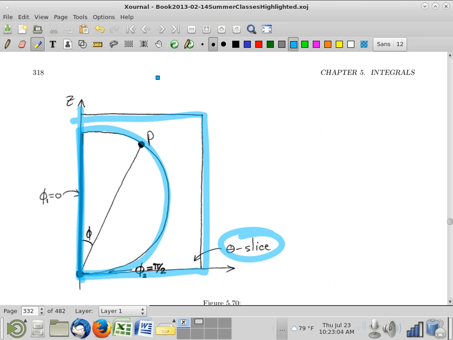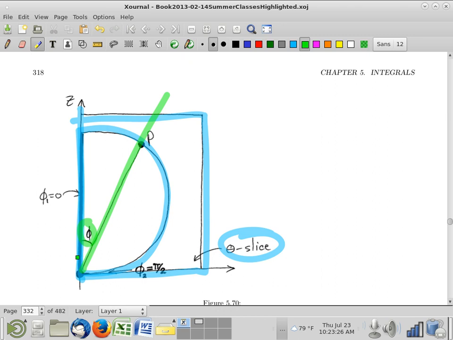looking at it straight on. I don't really need the rest of the solid anymore. Everything else I'm going to be doing is going to be looking only on this theta slice, so let's make it easy to look at. Everybody on board? Okay. So on this picture, phi slices look like that.